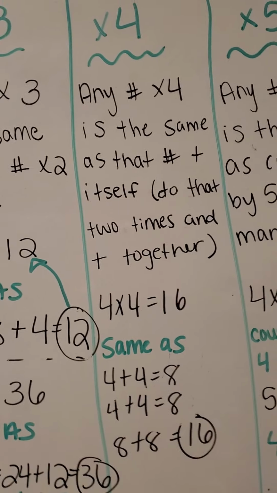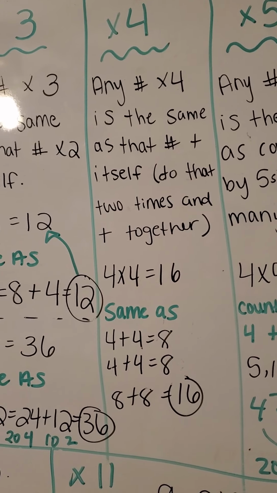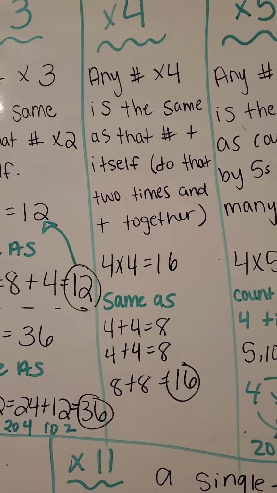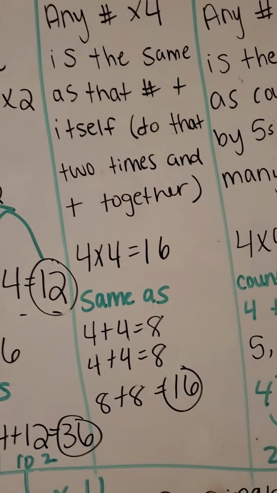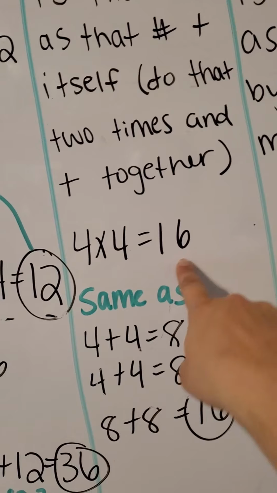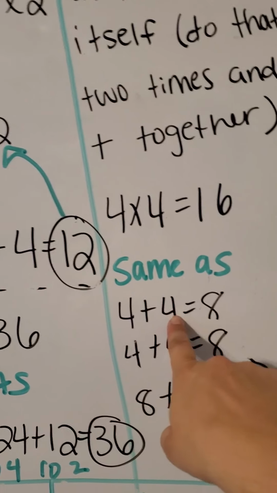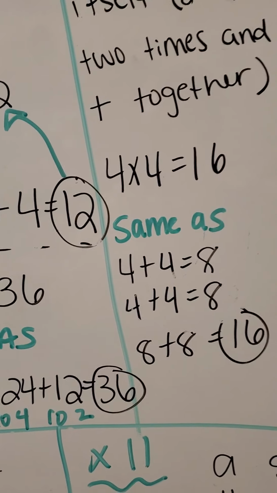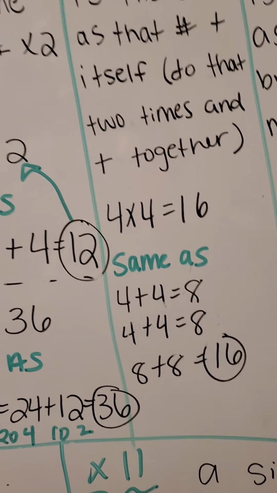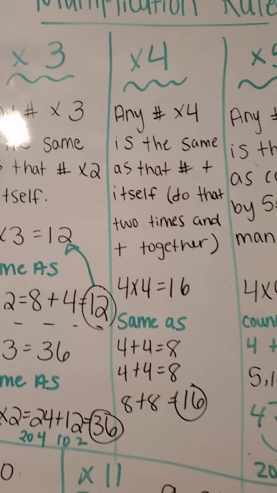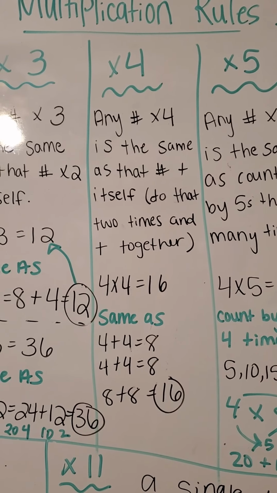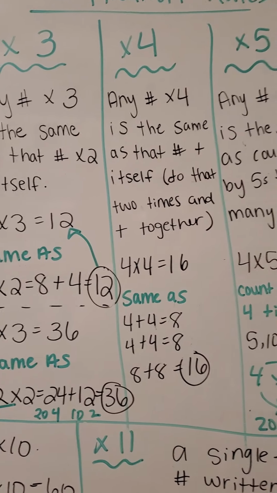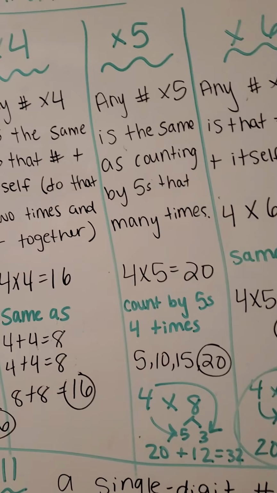Okay, times 4. Any number times 4 is the same as that number plus itself. You do that twice and add it together. So for example, if I wanted to solve 4 times 4, I know that 4 plus 4 is 8. If I do that twice, 8 plus 8 is 16. So 4 times 4 is 16. So if you know your 2's, you can do your 4's. If you know your 2's, you can do your 3's. They all kind of build on top of each other.